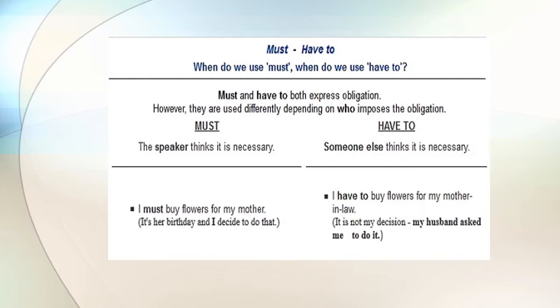Another example. I have to buy flowers for my mother-in-law. It is not my decision. My husband asked me to do it. Here we see the difference in the meaning of the verbs must and have to.